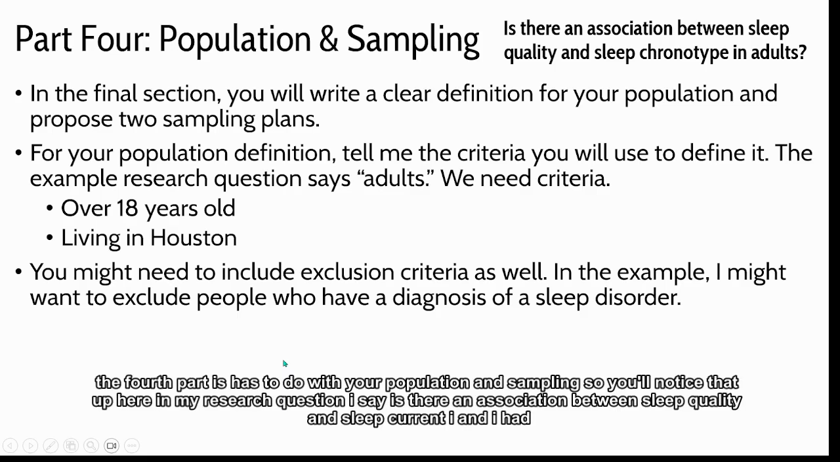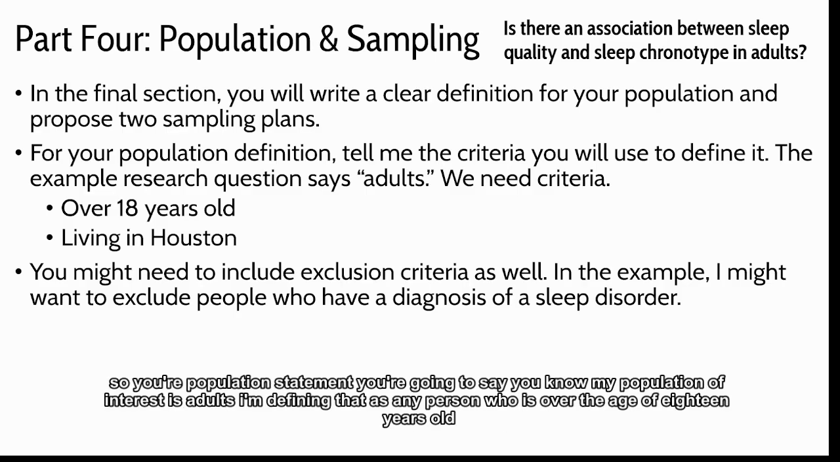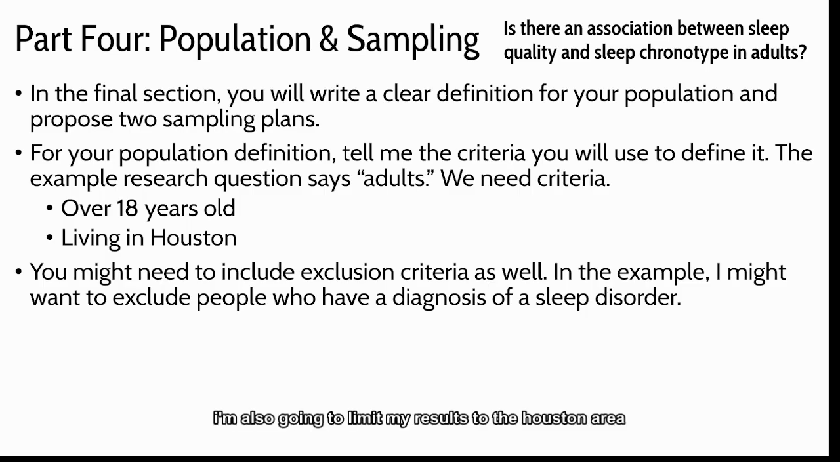The fourth part has to do with your population and sampling. So you'll notice that up here in my research question, I say, is there an association between sleep quality and sleep chronotype? And I have in adults. So for my population, I need to define what an adult's going to be. And that isn't just what is the age for an adult. I probably need to look at living in Houston, because University of Houston, right? So your population statement, you're going to say, my population of interest is adults. I'm defining that as any person who is over the age of 18 years old. I'm also going to limit my results to the Houston area.